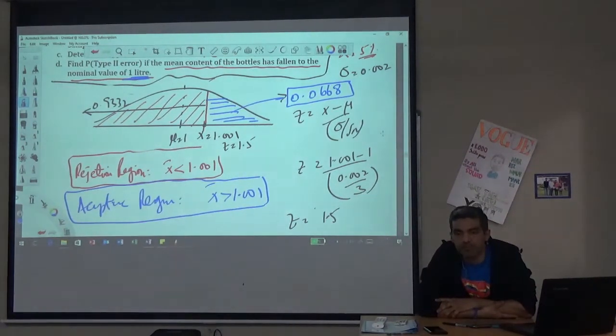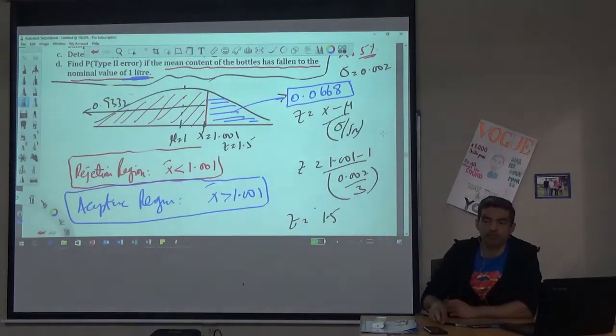So, this is the same. Root 9, 9 is the sample size, so root 9 is 3.